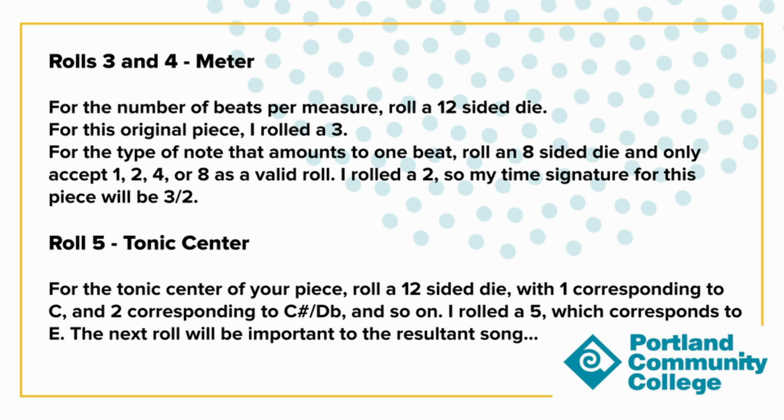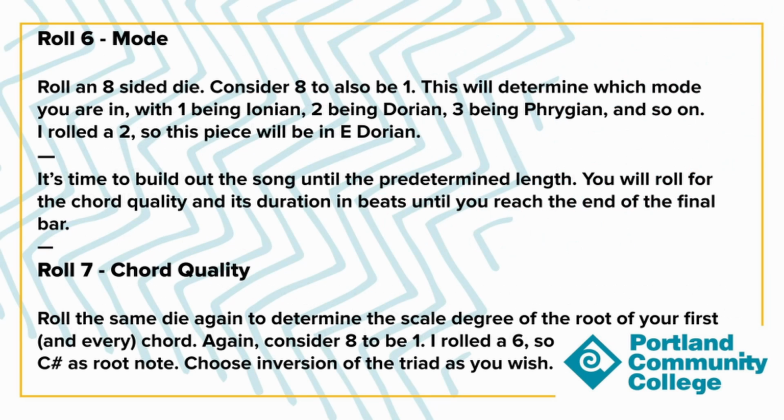The next roll will be important to the resultant song. Roll 6, mode. Roll an 8-sided die, consider 8 to also be 1. This will determine which mode you are in, with 1 being Ionian, 2 being Dorian, 3 being Phrygian, and so on. I rolled a 2, so this piece will be an E Dorian.